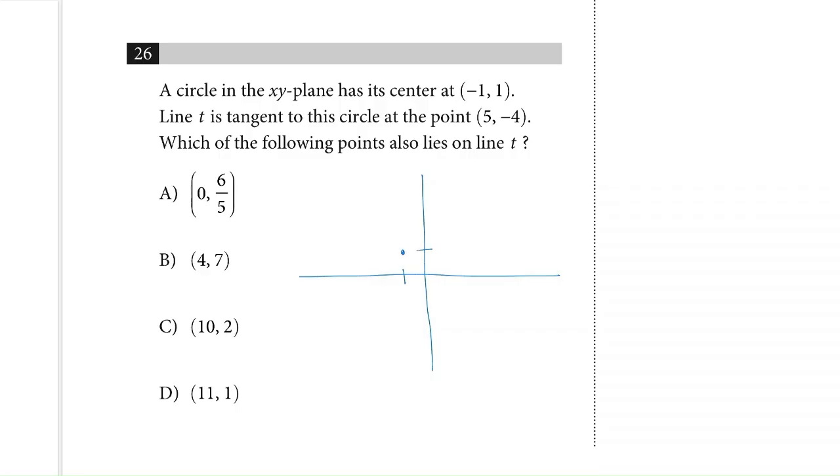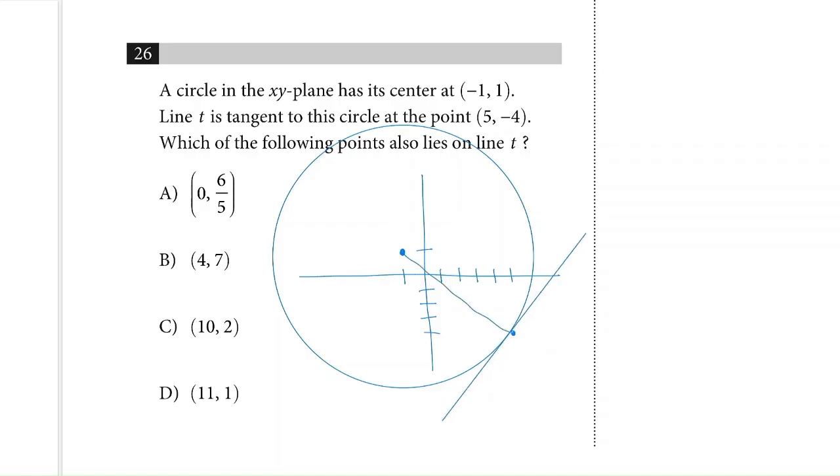-1, 1 is here, and line T is tangent to the circle at the point 5, -4. Tangent just means that it is touching that circle. So this is going to be a pretty large circle. I'm going to do our best here. Specifically, it means that there is a line that goes through that point on the circle at a 90 degree angle. That's the definition of a tangent line.